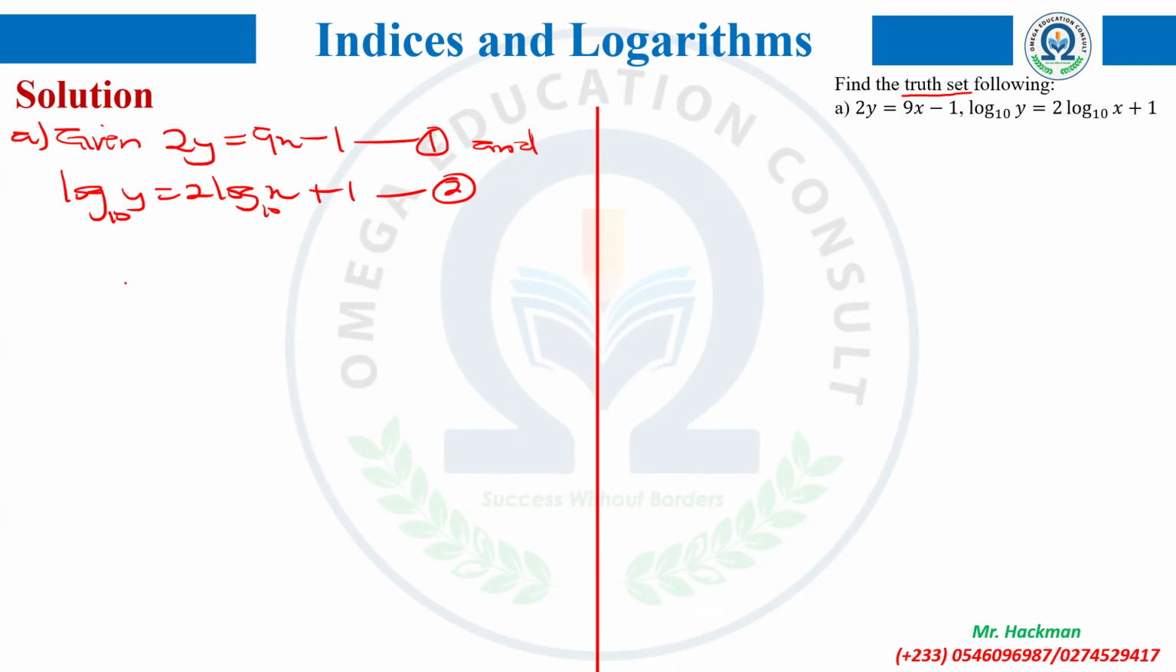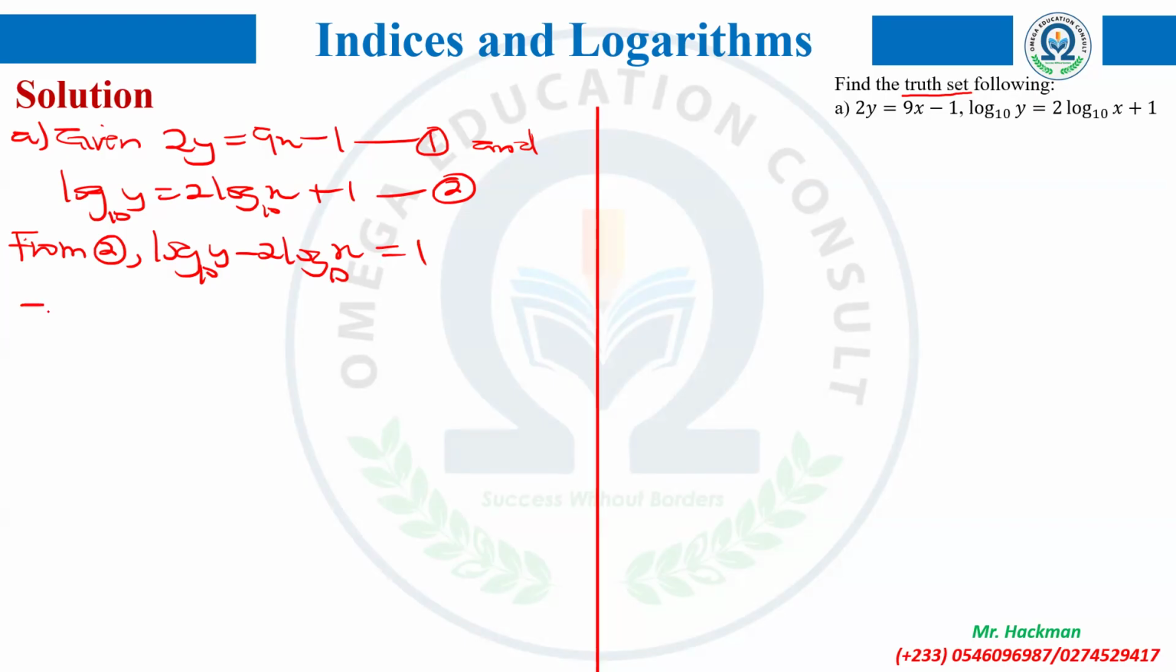So method 1, what do we do? We have to isolate the non-log term. The non-log term here is with the log term, so I have to move this one to the side. From equation 2, I'm going to work on equation 2. So log to the base 10 of y minus 2 log to the base 10 of x is equal to 1. That's not all. You have to write this as a single log before we switch to exponential.